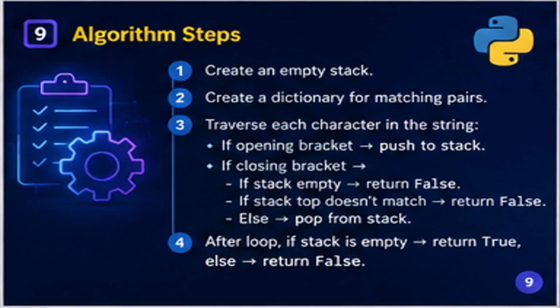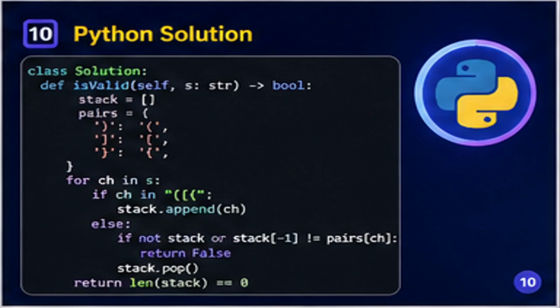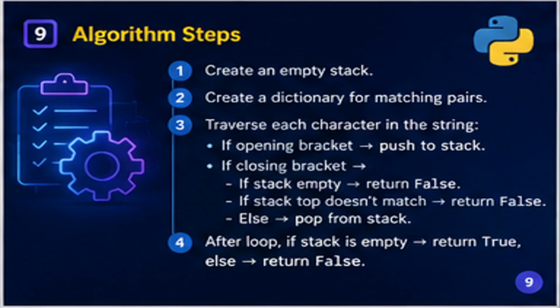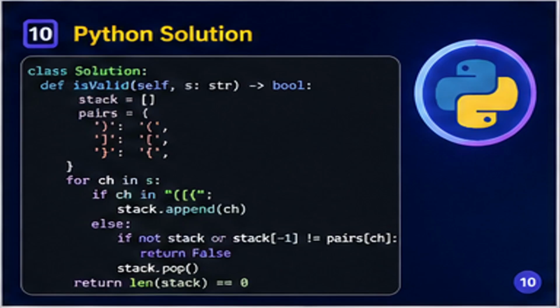Let's summarize the algorithm. Step 1, create an empty stack. Step 2, create a dictionary for bracket matching. Step 3, traverse every character. If it's an opening bracket, push it. Otherwise, check whether the stack is empty. If yes, return false. Compare the top element with the expected opening bracket. If they don't match, return false. Otherwise, pop the stack. Finally, if the stack is empty, return true. Otherwise, return false.